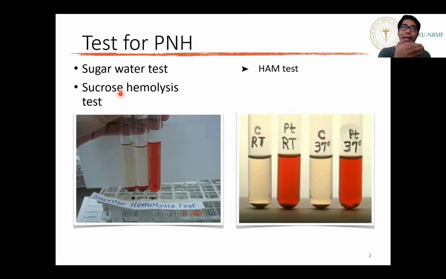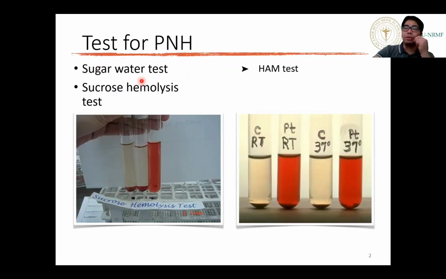A patient suffering from those disorders will test positive in the sugar water test. That's why we have to confirm it using the HAM test. In some books it is called the HAMS test, or the acidified serum test. If the sugar water test or sucrose hemolysis test is negative, there is no need for a confirmatory test because PNH is highly sensitive with sugar water. So if negative, no need for confirmation, and the patient does not have PNH. There must be another reason for the hemoglobinuria or hemolysis of your red blood cells. That is the principle for PNH.